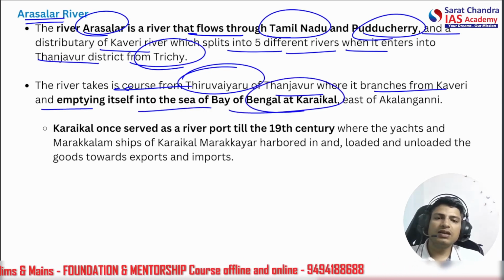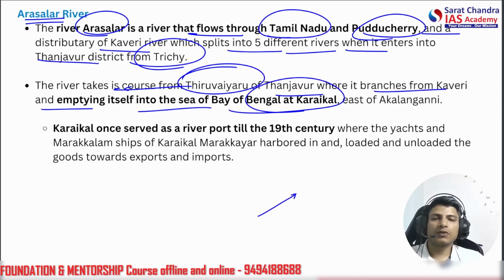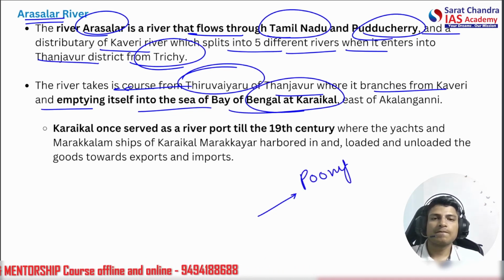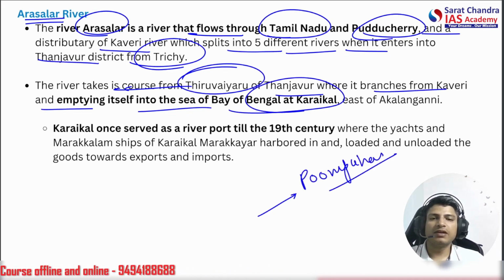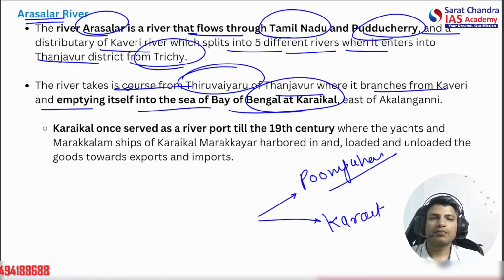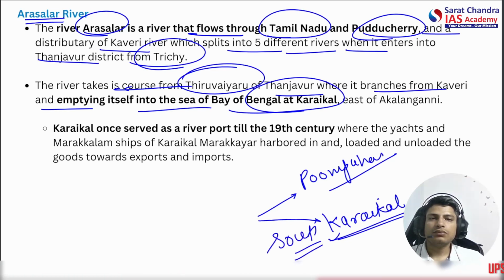So what we see, Poompuhar is a little bit upside when we see it on the map. Karaikal is a little bit downside, to the south. Okay, so east of the Akalganni.